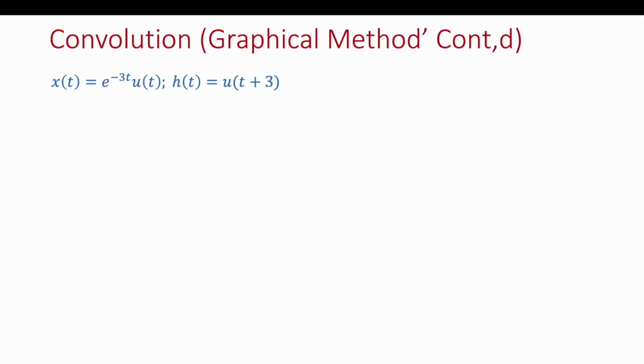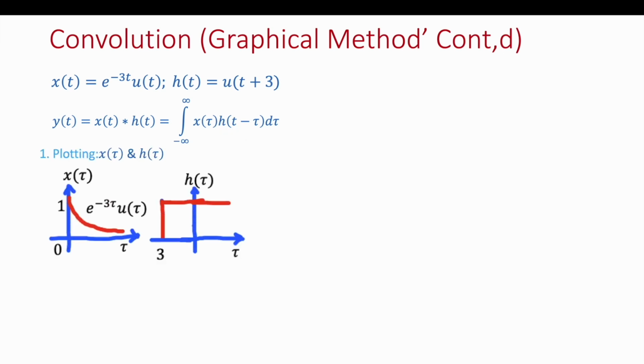We also have another method to solve the convolution using the graphical method. So we have an example where the input signal is equal to e raised to minus 3t u of t, and the impulse response is equal to u of t plus 3, and we need to calculate the convolution of these two signals, where y of t is equal to x of t convolved with h of t, or you can write the integral formula from minus infinity to infinity of x of tau h of t minus tau d tau.